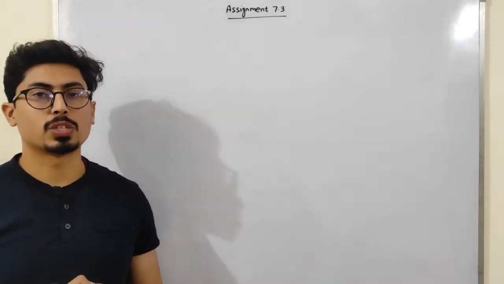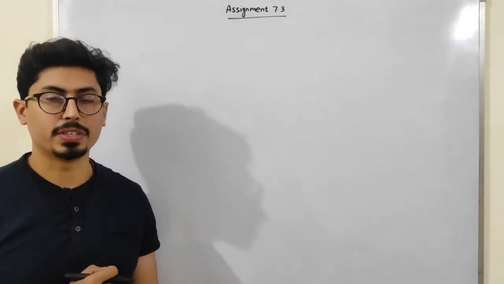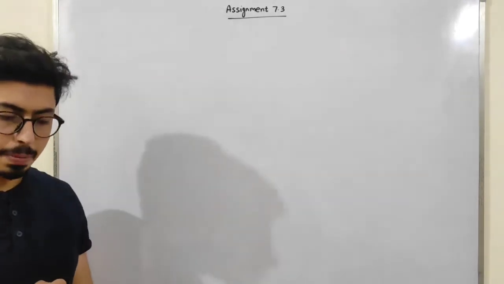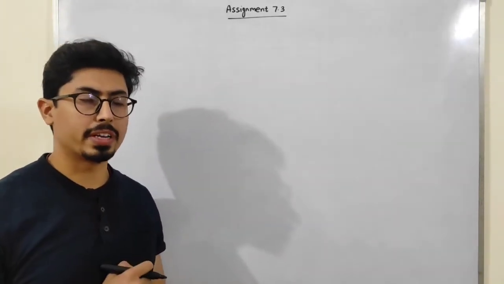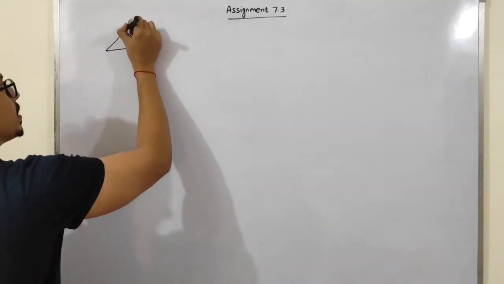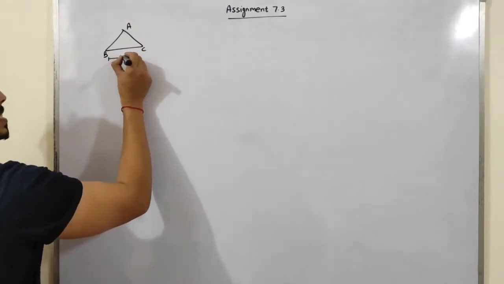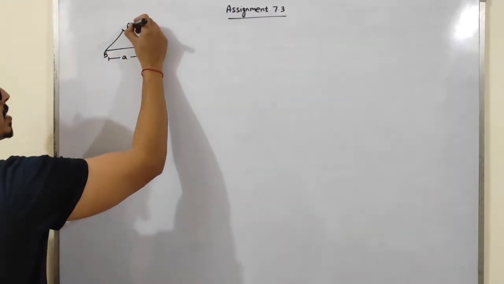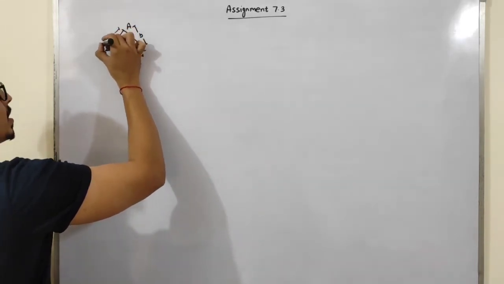Students, in today's class, we're going to discuss the next assignment, that is assignment 7.3. But before starting that particular assignment, we're going to discuss a property of the triangle. See, if I take a triangle ABC, let this side's length be A, this side's length be B, and this side's length be C.